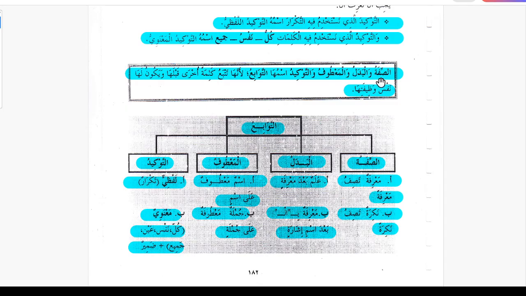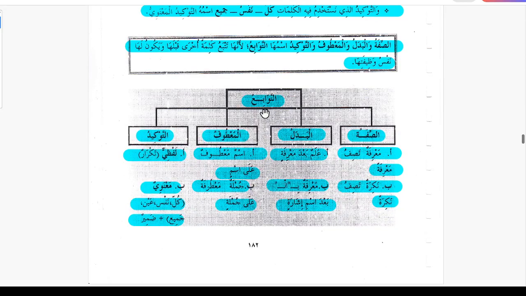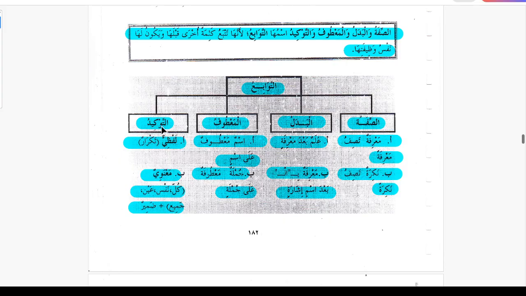So now we are ending this topic: sifa, badal, matuf and tuqid. All these are called tawabe, because they follow another word before it, and they have the same function in their i'rab. So now here is a summary. There are four types of tawabe: sifa, badal, matuf and tuqid.